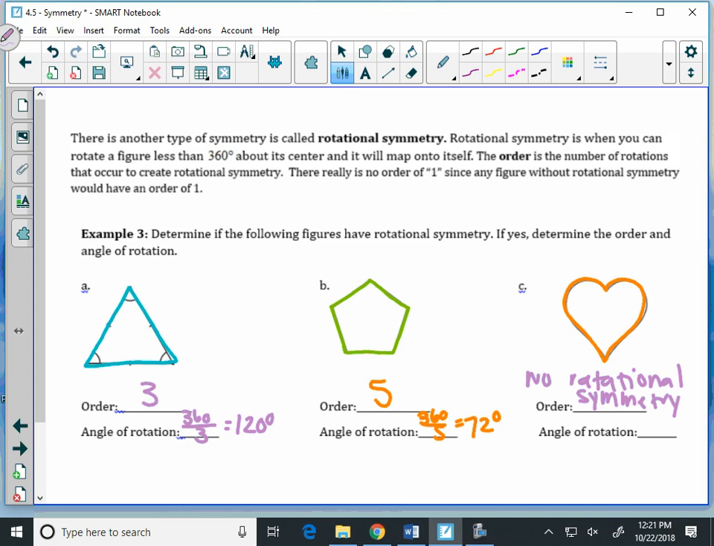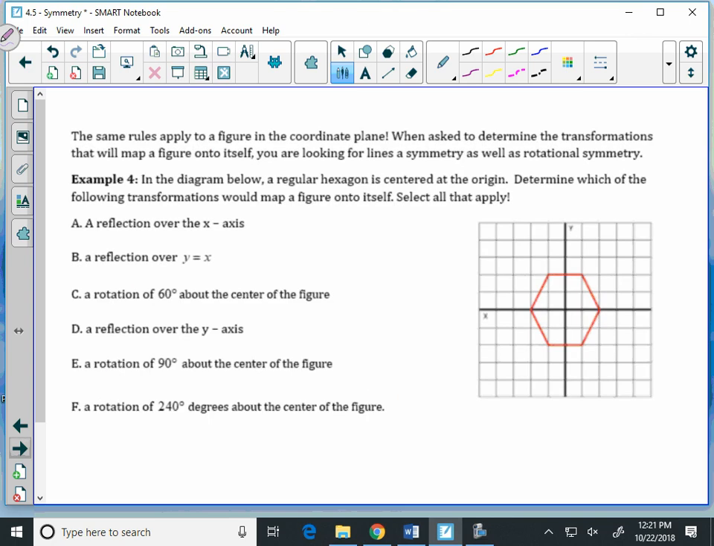Okay. Questions over that? So now we can apply it to the coordinate plane. I use the same figure from the front. We have the same regular hexagon, right? Graph of the coordinate plane. And now we know a new type of symmetry. So the same rules still apply, whether it's in the coordinate plane or not. When asked to determine the transformations that will map onto itself, you're looking for line symmetry and you're looking for rotational symmetry. You can look for both.